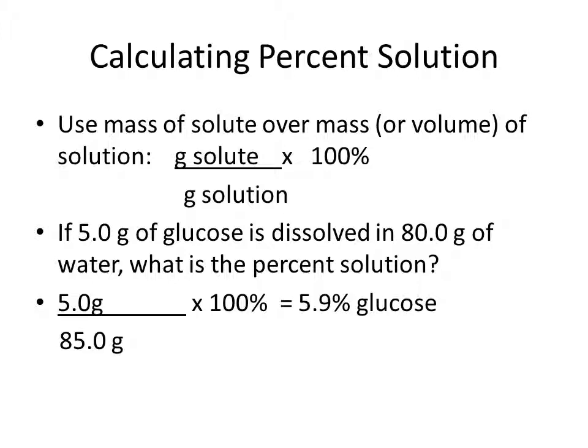So if you were given that 5 grams of glucose is dissolved in 80 grams of water, and it asks what is the percent solution, then you're going to use this formula above. So 5 grams is my mass of my solute, 85 grams is the mass of the solution. Notice it was 80 grams of water and 5 grams of glucose. The two of them together makes up your solution. Then we're going to multiply by 100%, and then of course we follow 5.9% with the name of the solute. The solute needs to follow the percentage so you know what the solute is.